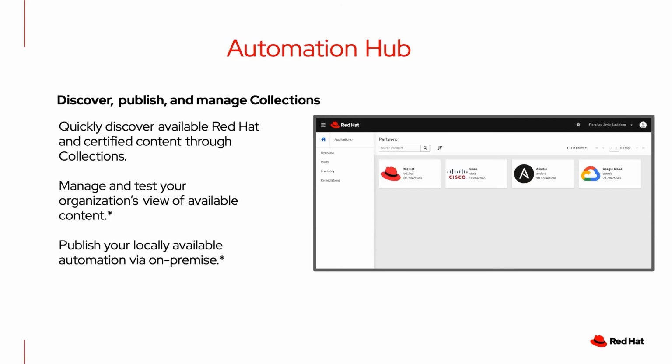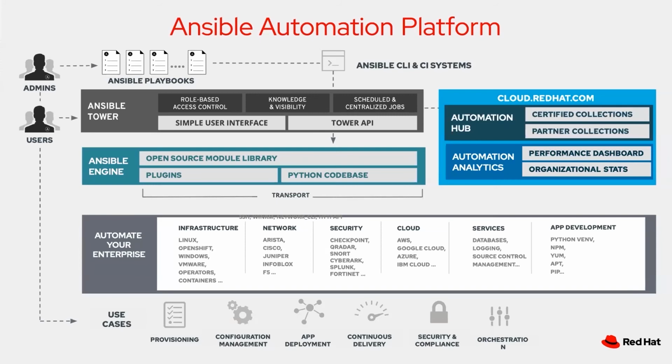And again, you can deploy your own automation hub and manage your collections there. You can use our automation hub, or you can create your own in your organization. As you see, you can publish locally on premise. So this is all of Ansible Automation Platform. You can see all the things we can do here. Our components are Ansible Tower that you've seen, and Ansible Engine, which is what actually executes the automation, and all the things you can do with them and all the use cases. Then you can see here cloud.redhat.com, which brings it all together.